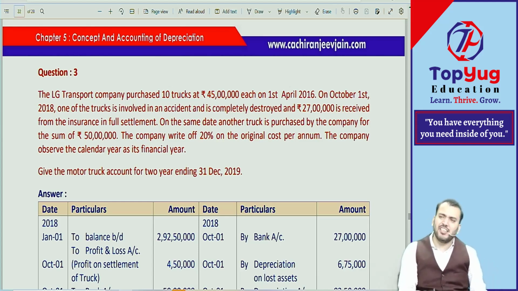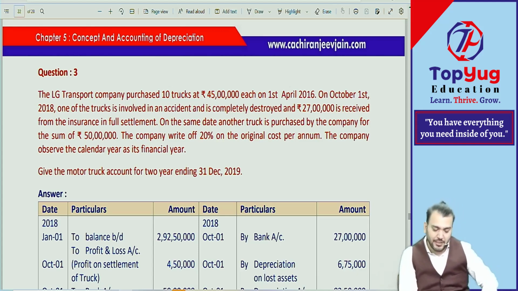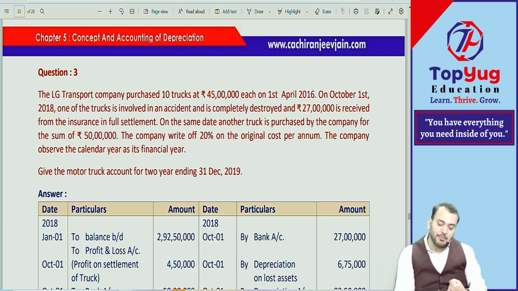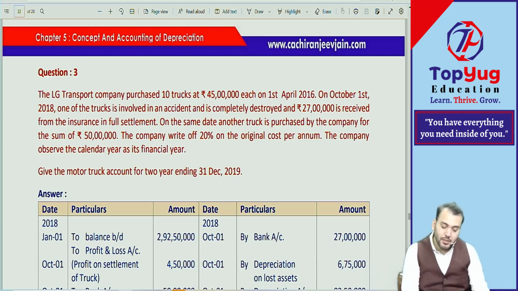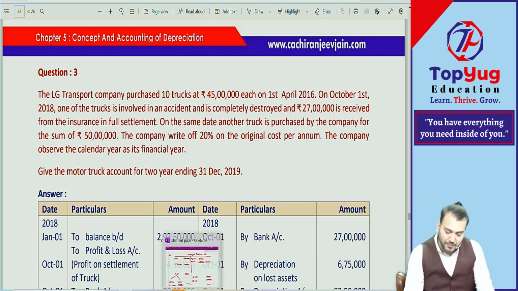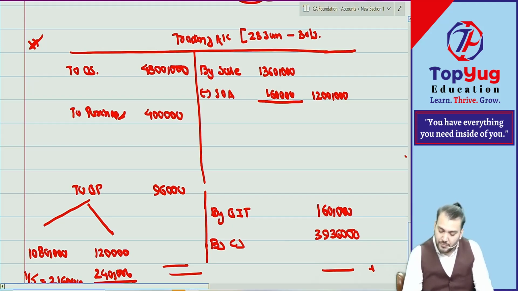So this will be considered a sale. This 27 lakh will be considered sale proceeds. Correct? On the same date, another truck is purchased by the company for the sum of rupees 50 lakh. The company writes off 20% of original cost per annum, means SLM. The company observes the calendar year. Keep motor truck account for the year ending 31st December 2019. Let us do it.